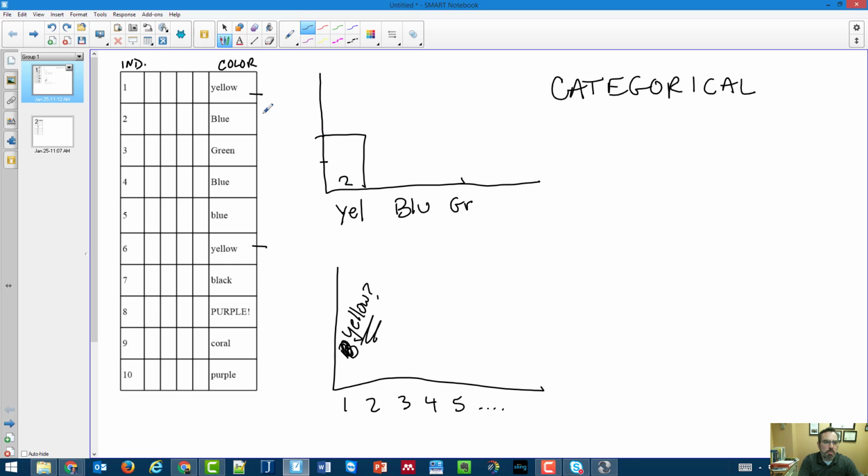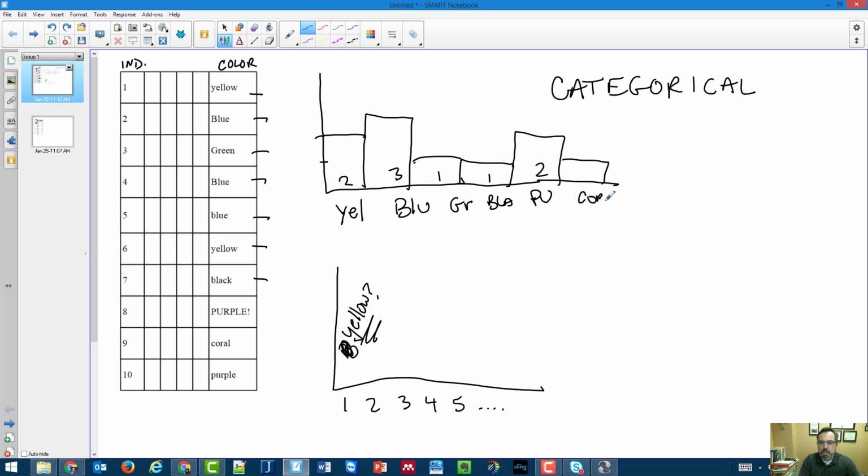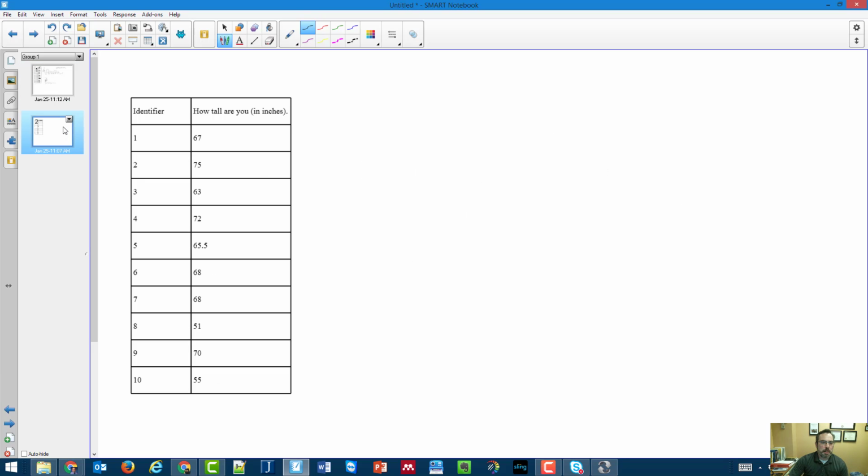So this must be 2. Blue. 3 people like blue. So here is the example of a bar graph. And coral, a surprising 1. So there is our bar graph. And so you're going to notice in a categorical variable, here are our categories, and here's the count. How many are in that category? So keep that in mind, because the next one I'm going to show you is a quantitative variable.